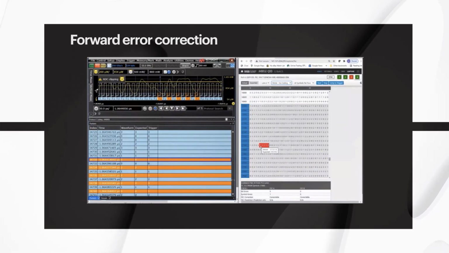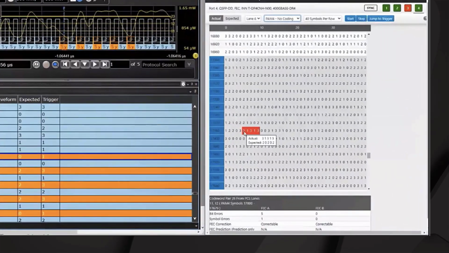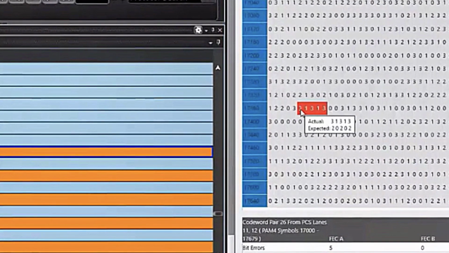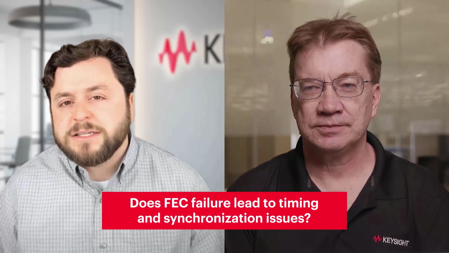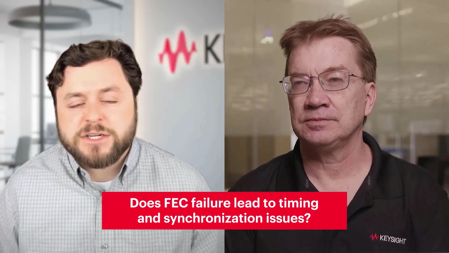So that's one of the things that we're looking for, is not only errors and how often the errors are in the traditional bit error rate, but also anytime there's bursts of errors that can lead to FEC failure, or what we call frame loss. It's no longer bit error rate, but it's frame loss or frame loss rate. So does that lead to some of the timing and synchronization issues with PAM?